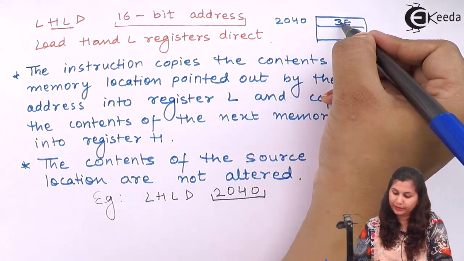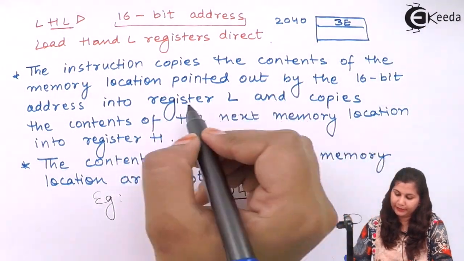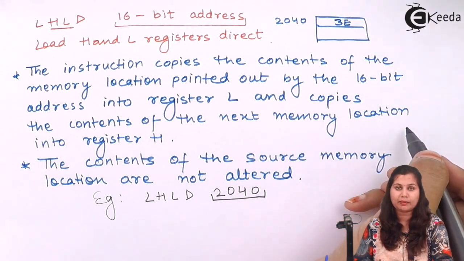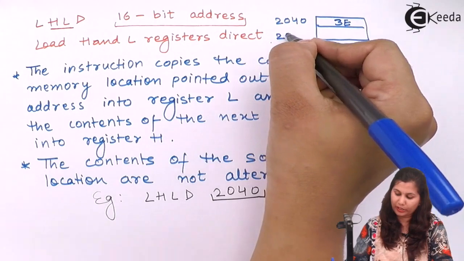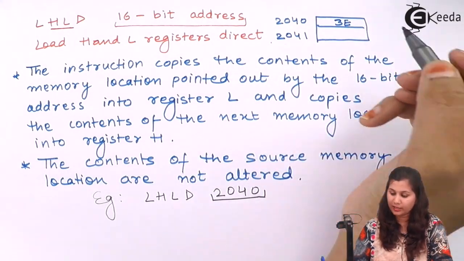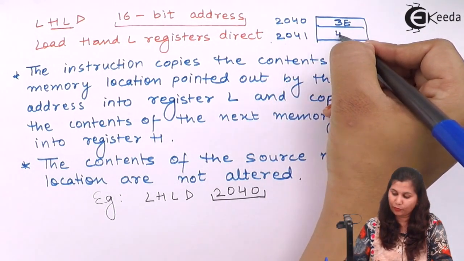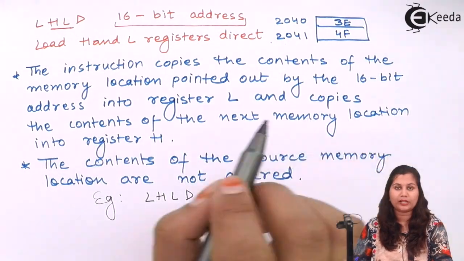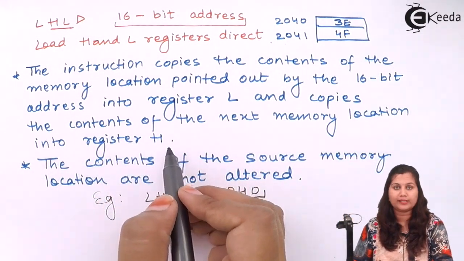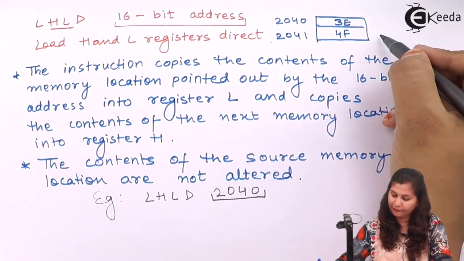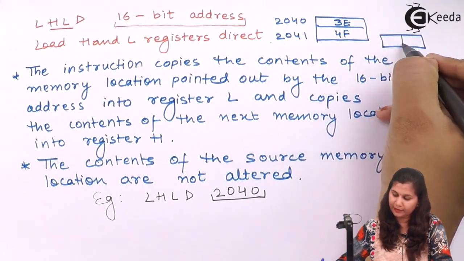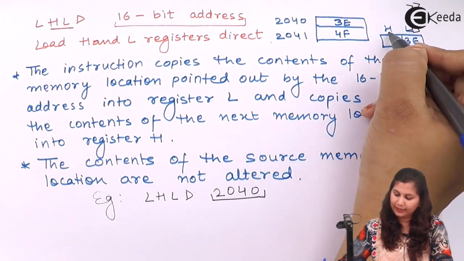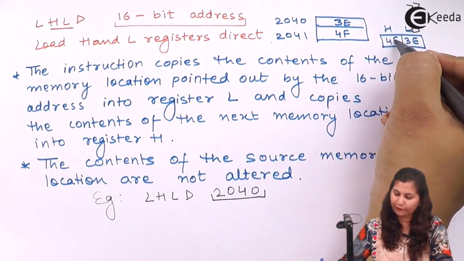Now this number will be copied into the register L, and the contents of the next memory location. Next memory location is 2041, and suppose it is having 4F. So the contents of the next memory location are copied into register H. So if we have here the register pair HL, so L will have 3E and H will have 4F.